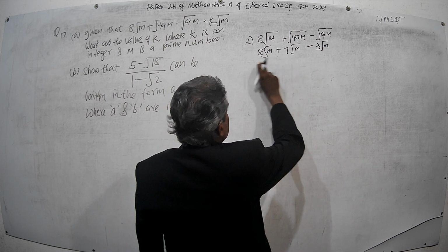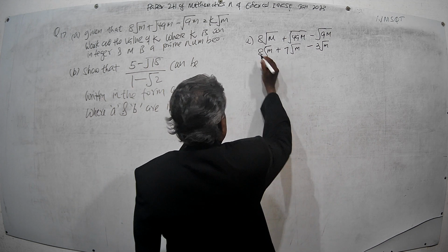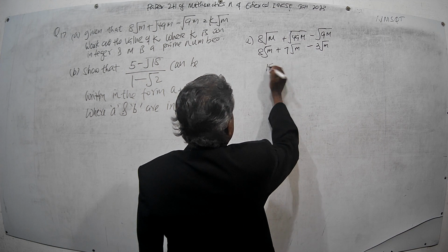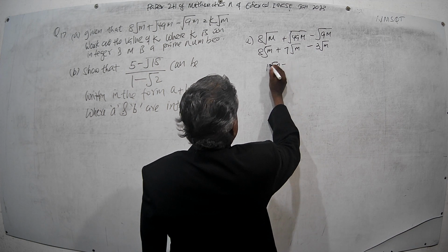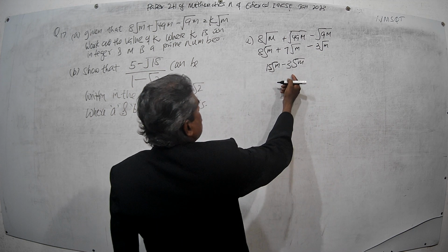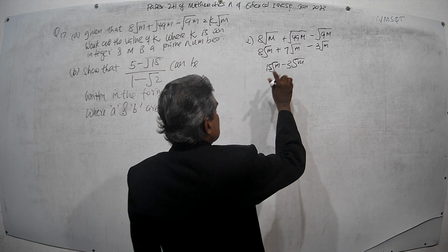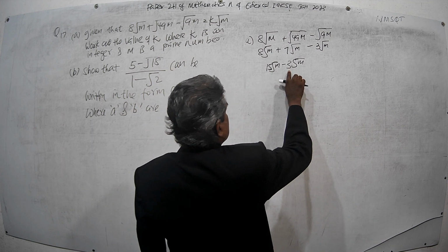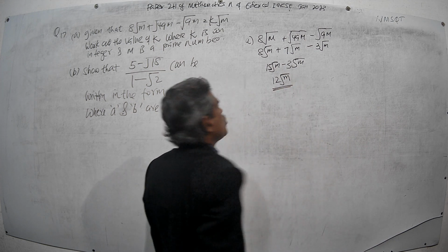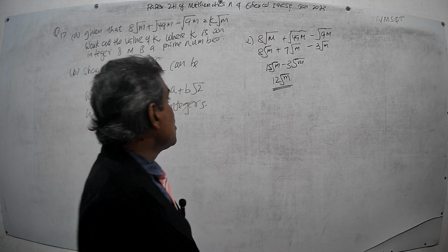You can add these two together, they both are positive. The rules of directed numbers apply. Positive 8 plus 7 is 15 root m, minus 3 root m. Again the surds have the same surd factor, therefore these two are like terms. From 15 you take away 3, then you get 12 root m. That is the answer. Now we go to the second part.